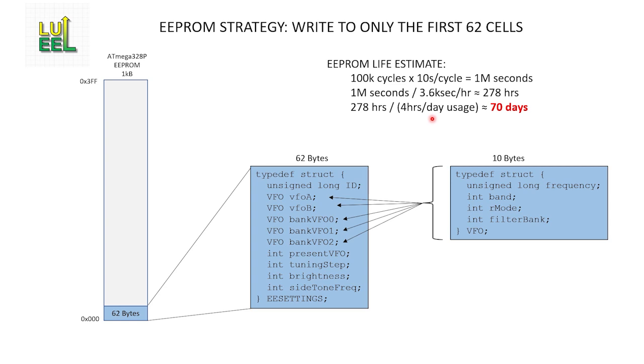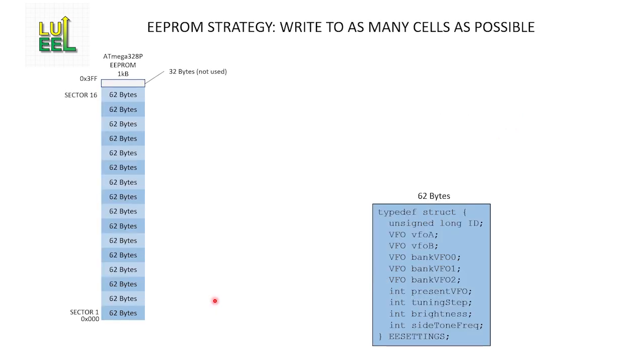Assuming I use the receiver for 4 hours every day, I'd reach 278 hours in about 70 days. Setting aside any debate over whether I'd really use this little receiver that much, there is a simple software algorithm that I can use to extend that life by about 16 times. That algorithm simply expands the writing and reading process to use nearly all of the 1K of EEPROM and not just use the first 62 cells over and over again.